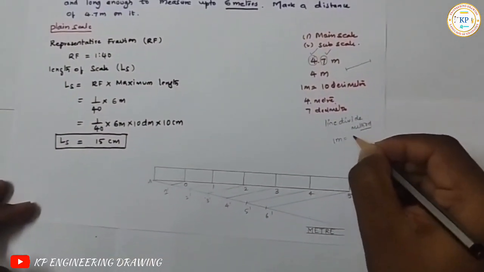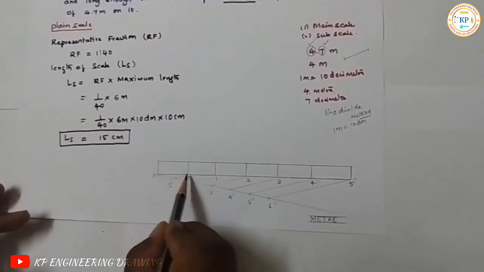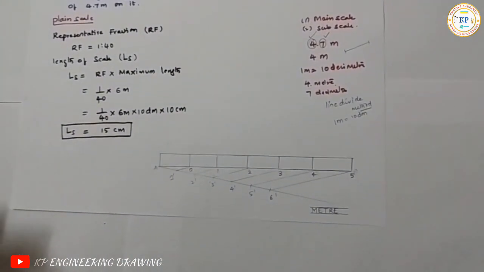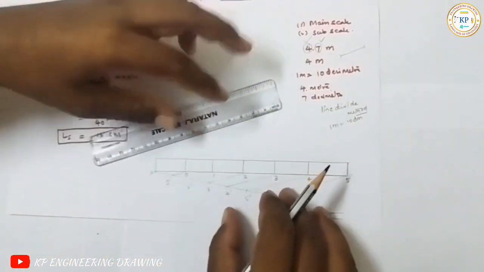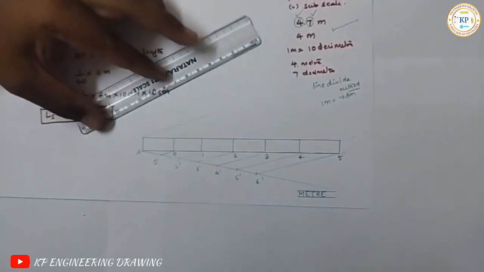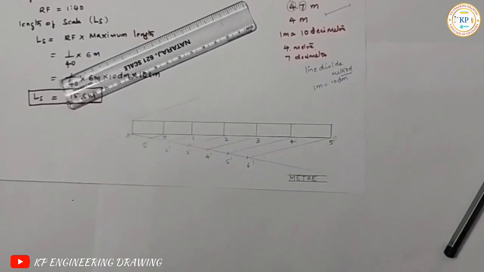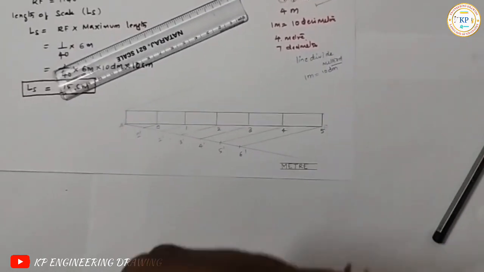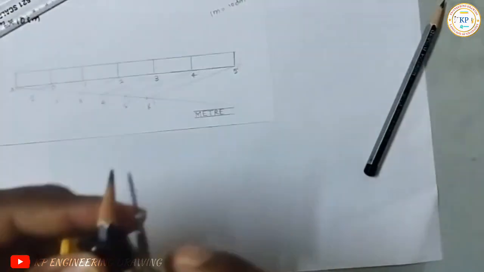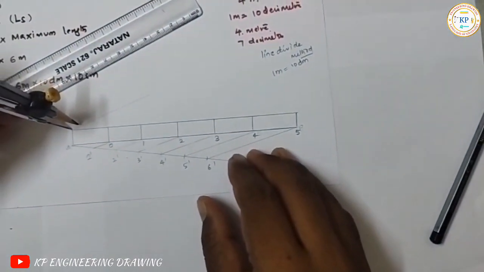Next, 1 meter is equal to 10 decimeters. So divide this 1 meter into 10 equal parts again. Okay. So same procedure, that is take a line less than 45 degrees, right, with the help of the compass, with any convenient radius. I will take a small radius, okay, and I'll cut 10 parts from here.